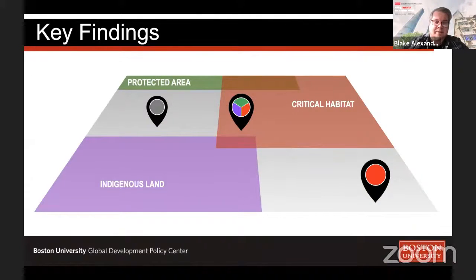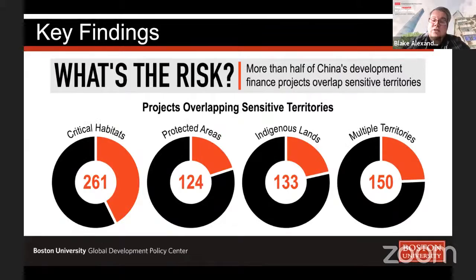of these territories. And of the 615 geolocated projects in our database, we found that 261 are within critical habitats, 124 within national protected areas, and 133 are within Indigenous peoples' lands. Overall, more than half of the projects financed during this period overlap with at least one of these sensitive territories, and nearly 1 in 4 projects overlap with more than one type of sensitive territory.